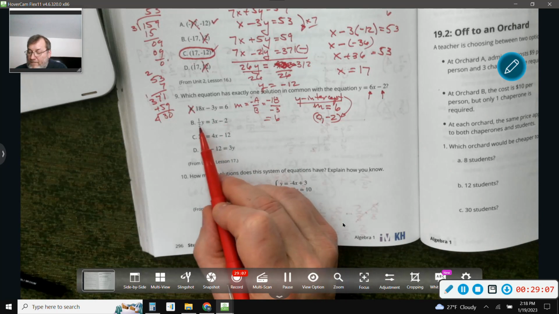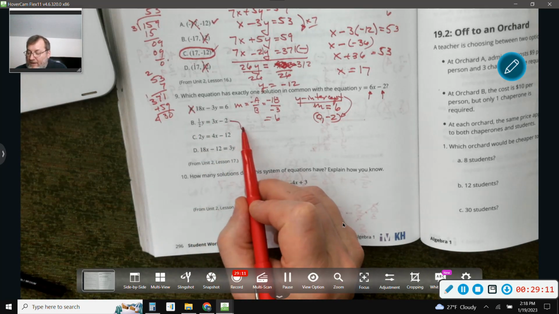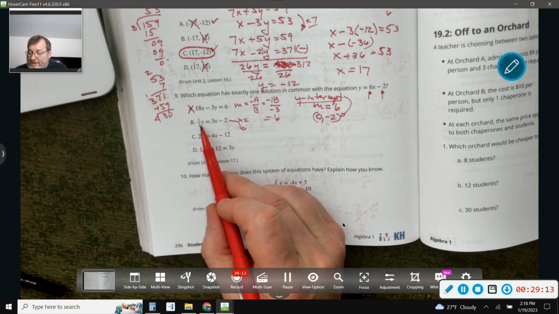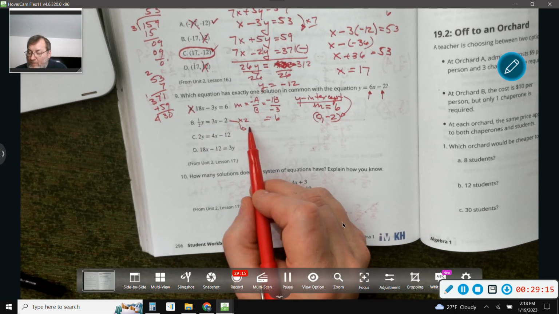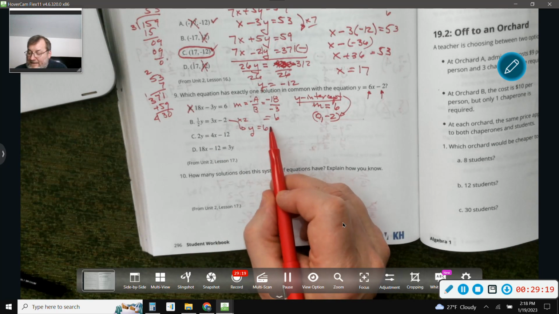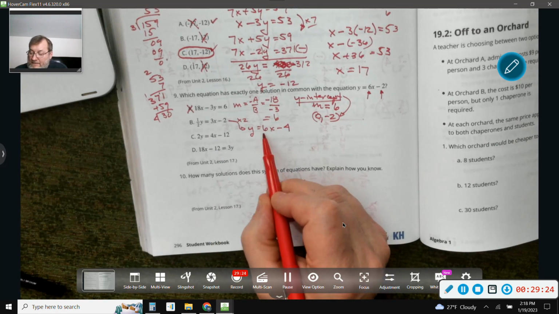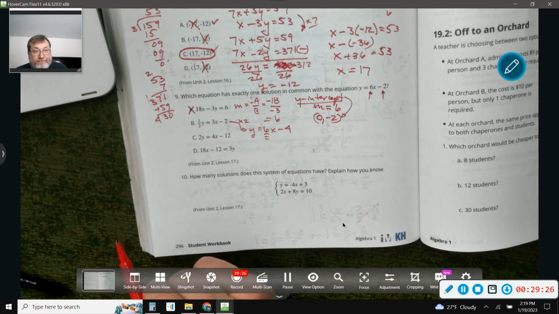What about this one? Well, I got a 1/2 y. Let's take this thing and just multiply everything by 2. So 1/2 times 2 is just a y. 2 times 3x, well, that's a 6x. And 2 times the negative 2 is a negative 4. Same slope. That's not it.